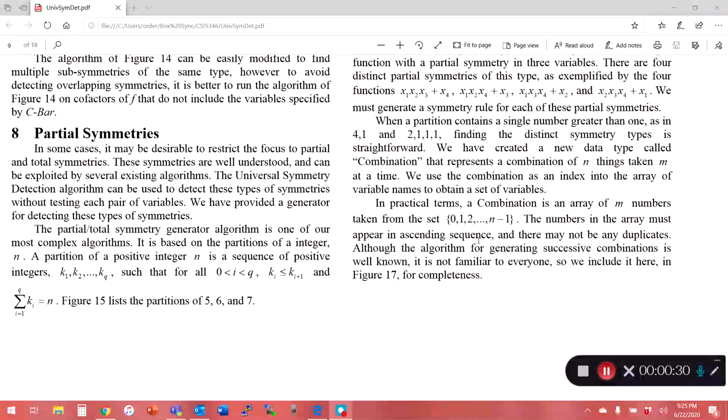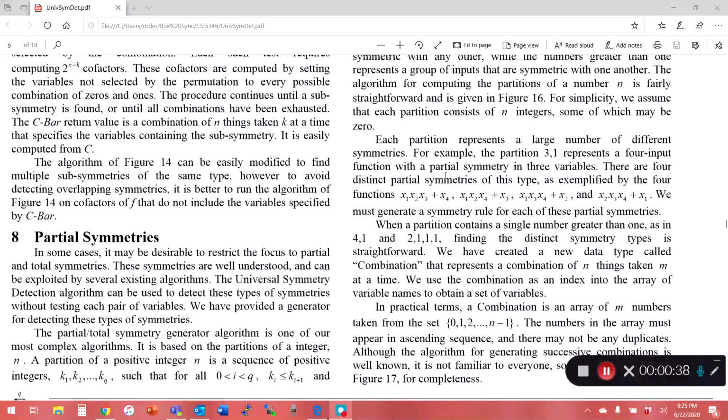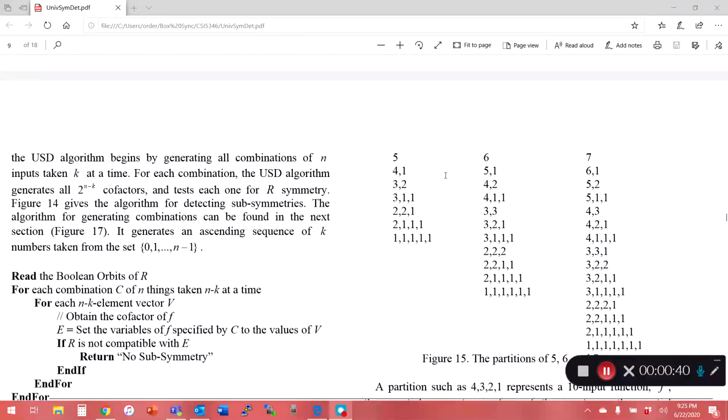the Boolean orbits for each partial symmetry. Now that's a reasonably complex process. The first thing we want to do is determine what the symmetry type is, the conjugacy class of the symmetry.